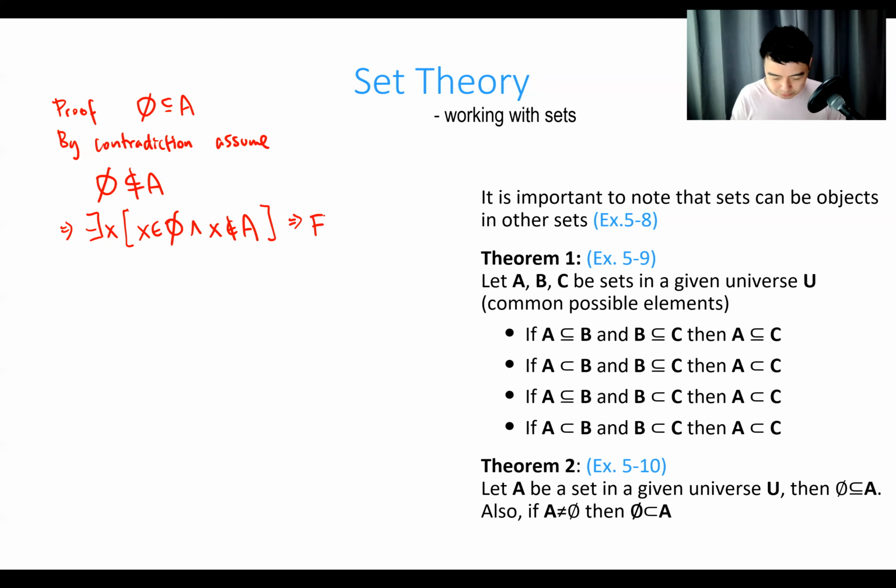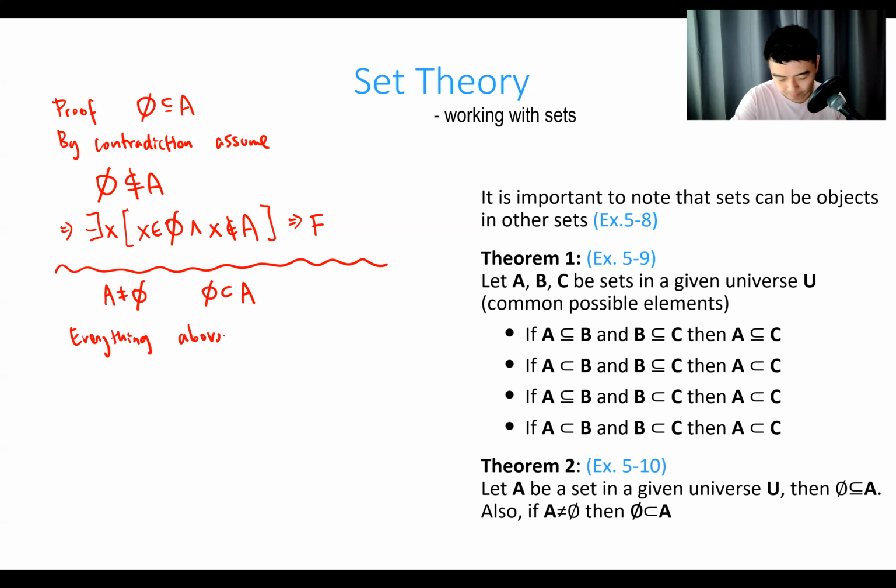Okay, so moving on, we want to show that if A itself is not the empty set, then the empty set is a proper subset of A. Let's take a look at the second part of this. And again, I'm going to use the same technique that we did in the previous proof. Everything above still applies.